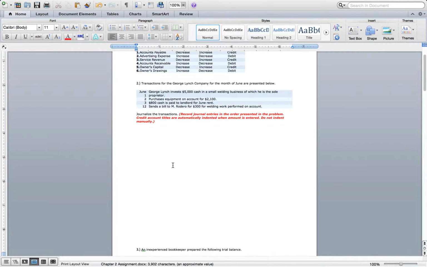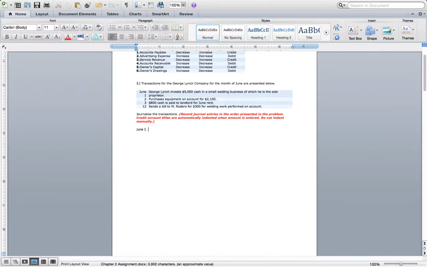Alright, next one now. Now I want to talk about transactions. For each one, you want to record them. Well, first, put the date down. So for the first one here, it would be June 1st. It says here, George Lynch invests $5,000 in a small welding business of which he is a sole proprietor.